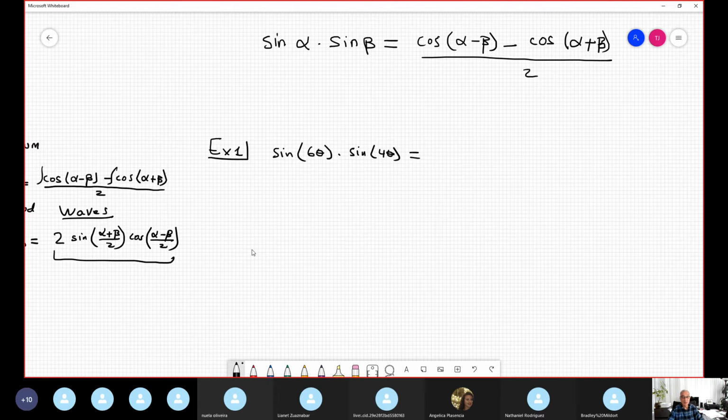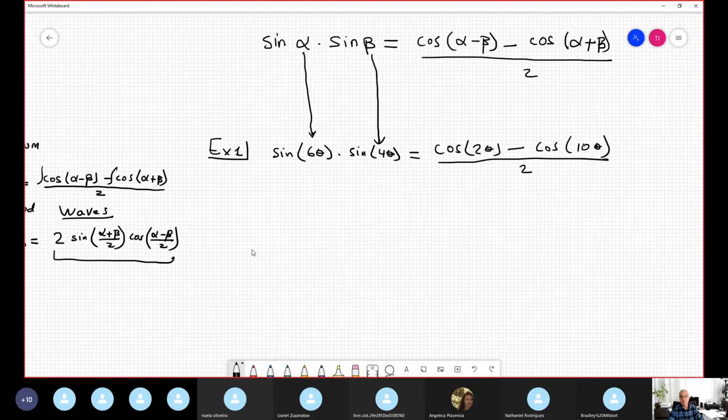But who is alpha and who is beta in our specific example? Look. It's no alpha, no beta. It's 6 theta and 4 theta. It's the same variable, but different multiplier. It's easy. So, cosine, and you put inside the subtraction 6 minus 4, which is 2. Minus cosine, and you add 6 plus 4, which is 10. Theta, of course, divided by 2. This is equivalent. And this is easier in calculus than this. Okay?